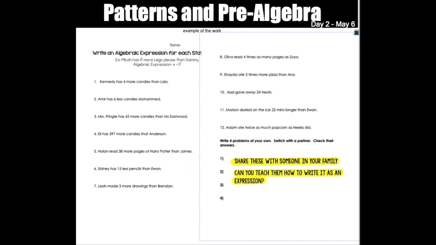This is what today's work will look like. You're going to be practicing writing expressions using a variable. It will be helpful if you underline the keywords that tell you what operation to do, like I did. At the end, you are also going to be writing 4 problems of your own. Of course, you cannot switch with a partner like you would have in class. Instead, we're asking you to teach one of your parents and have them complete it or post it on your blog. I look forward to seeing what problems you come up with.